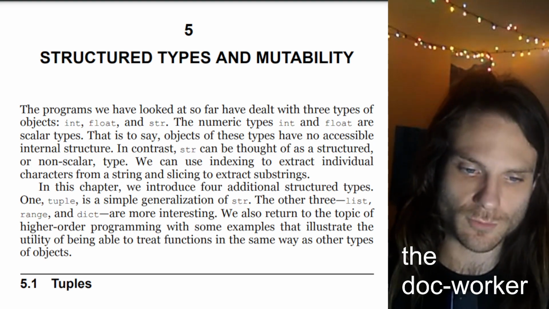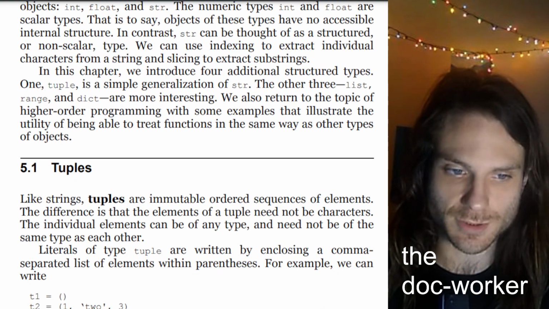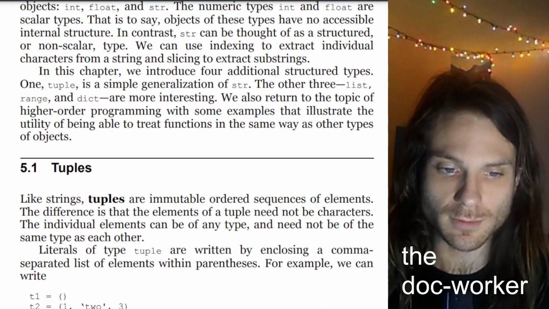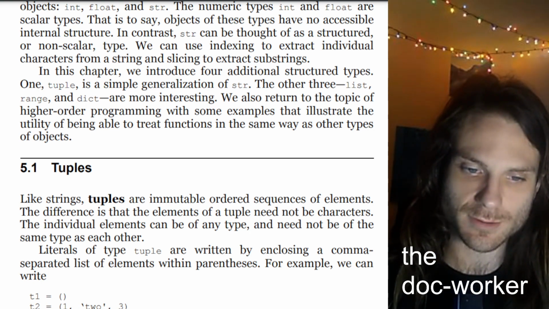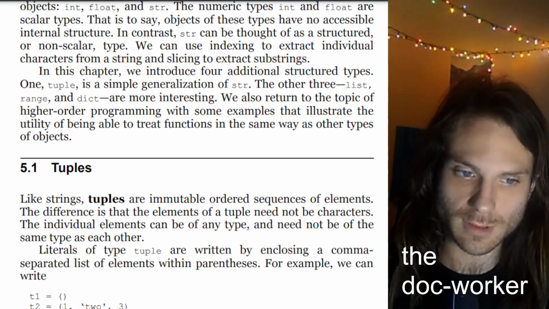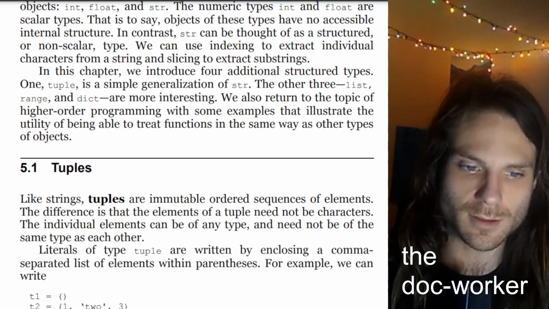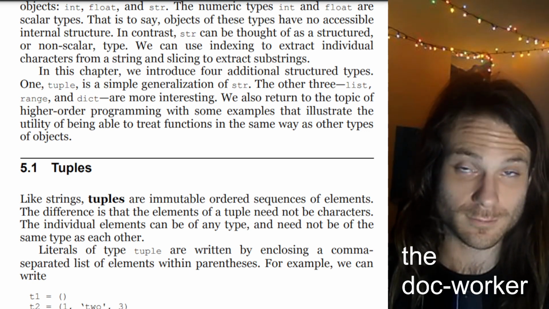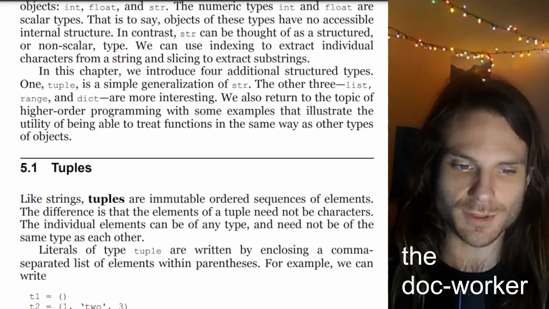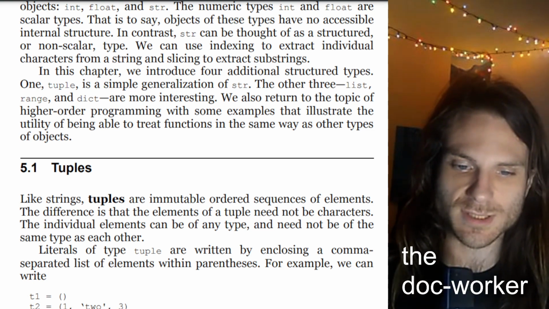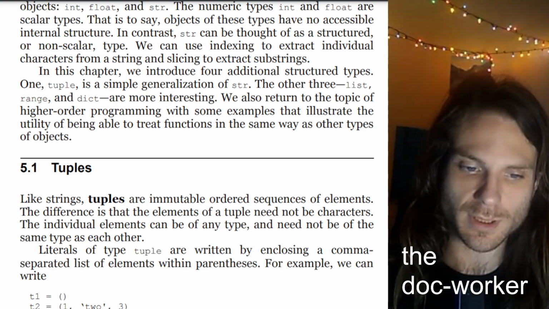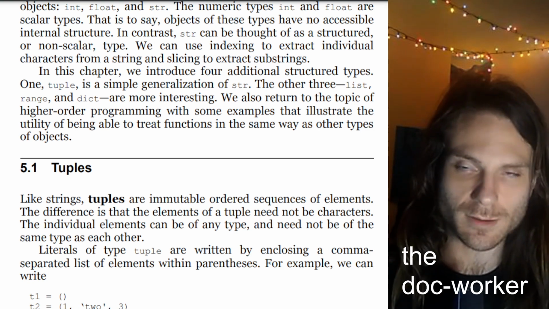In this chapter, we introduce four additional structured types. 1. Tuple is a simple generalization of string. The other three, list, range, and dict, are more interesting. We also return to the topic of higher-order programming with some examples that illustrate the utility of being able to treat functions in the same way as other types of objects.